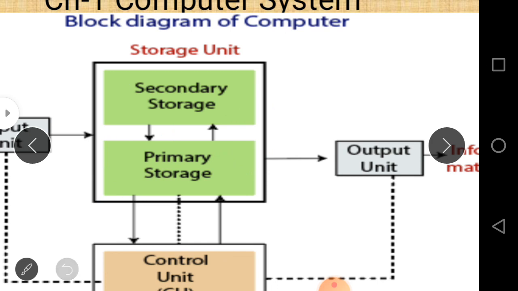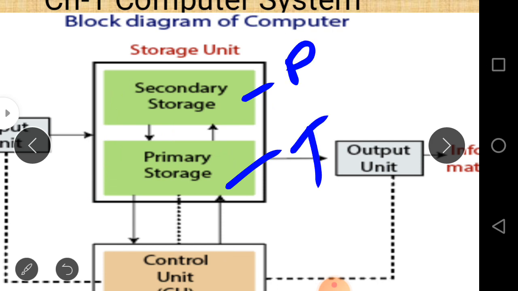So as far as the difference is concerned, this is non-volatile and this is volatile. It is permanent, or it is temporary type of memory. Here primary storage means RAM. RAM is also called the main memory.